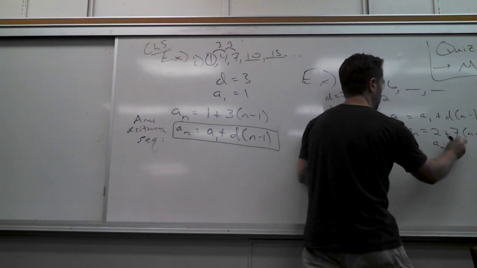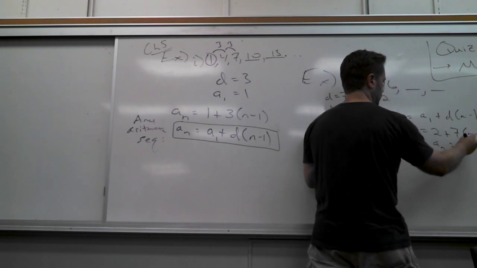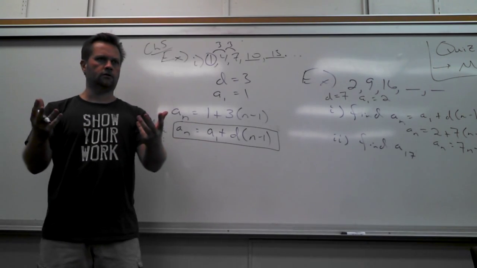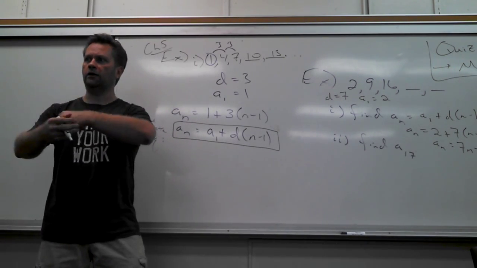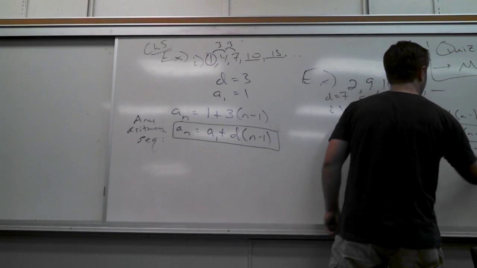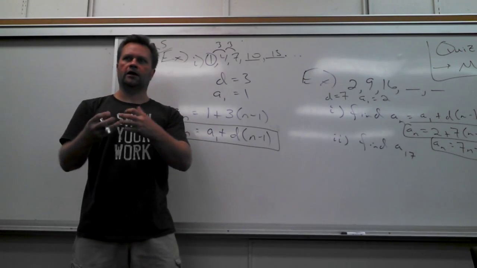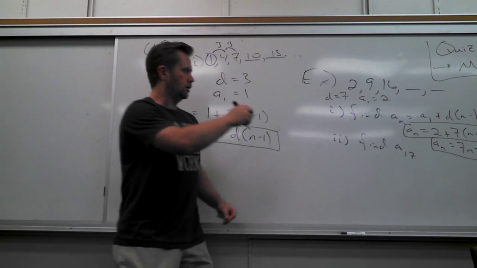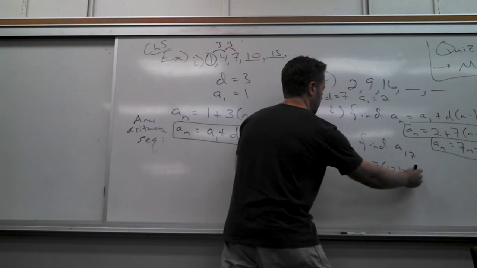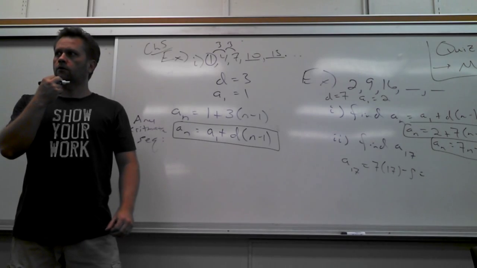And if you want to, you don't have to, but you can clean this up a bit. It'd be 2 minus 7 plus 7n, so it'll be 7n minus 5. Doesn't matter. As long as you have somewhere to plug n, you can figure out what a whatever it is. So you can do it either form. Hopefully most of you are like, no, I got to simplify that. Good. So a_17 would be 7 times 17 minus 5, which is 114. Cool.